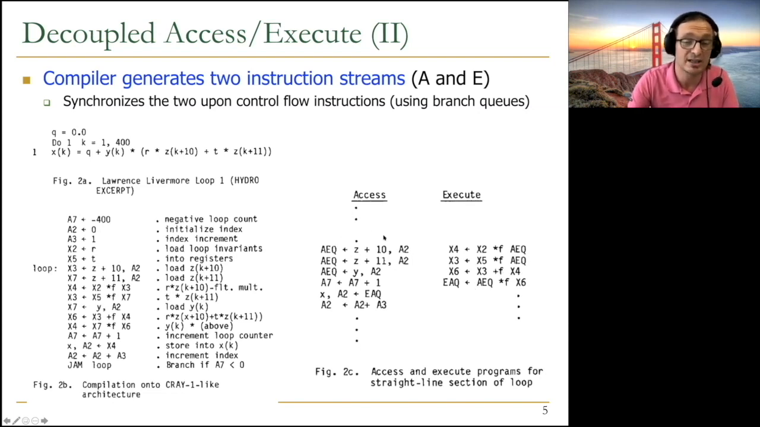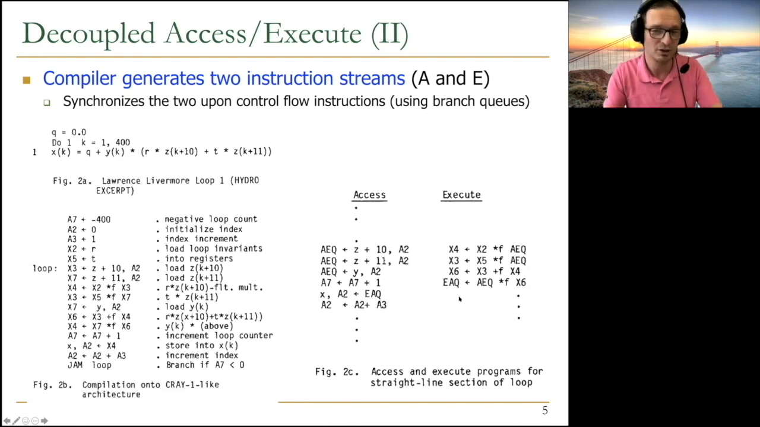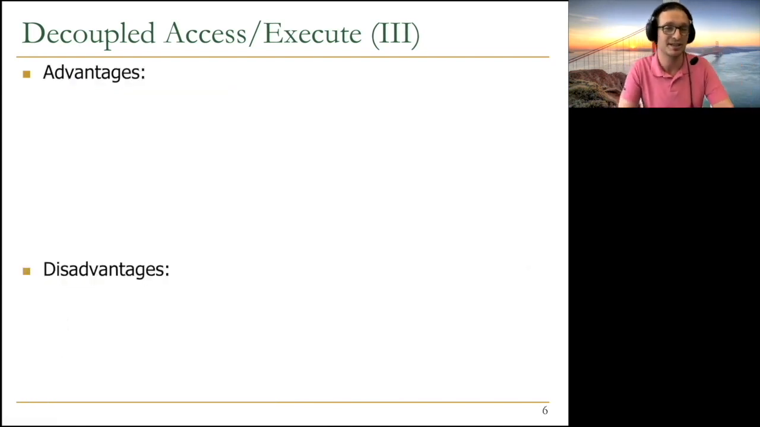And whenever you need to communicate a memory access result to the execute processor, you put it into the access to execute queue. You can see these memory accesses go to that queue. And you can see that the execute engine takes from that queue and could put the result into the execute to access queue. So communication happens through these queues. You can take a look at it if you're interested in more detail.